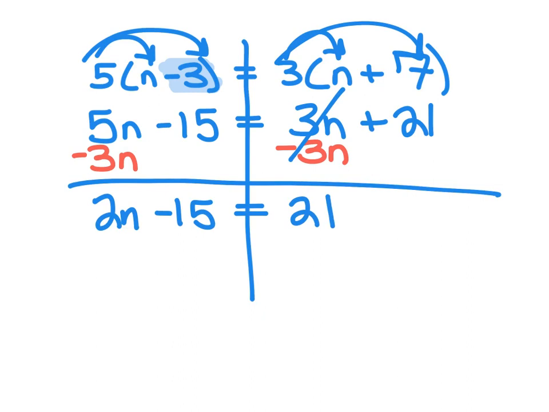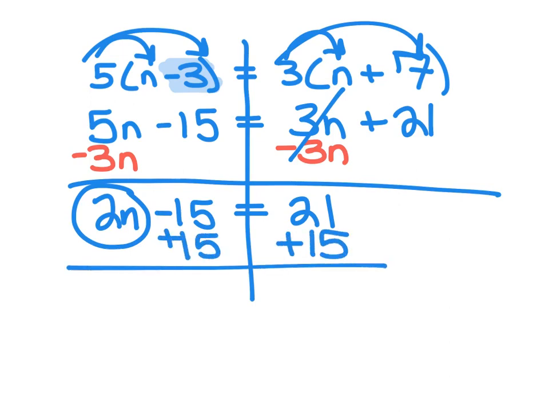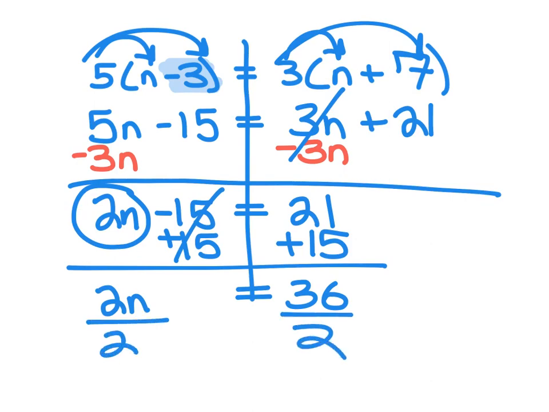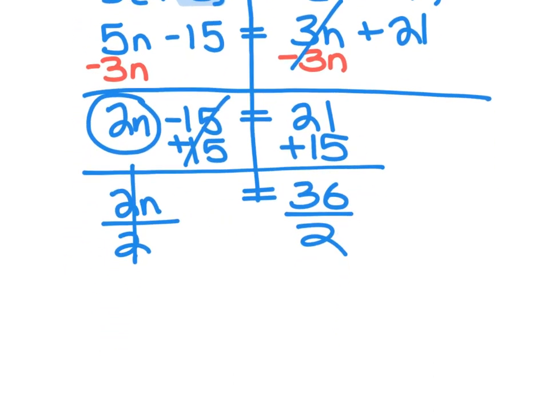Now this is a two-step equation. My last step will be to get the 2n by itself. I've got a negative 15 still on that side, so I'm going to add 15 to each side. What I do to one side, I have to do to the other. Negative 15 plus 15 is 0, and 21 plus 15 is 36. My last step is to divide each side by 2. 2 divided by 2 is 1. So I'm left with 1n, or n, and 36 divided by 2 is 18.